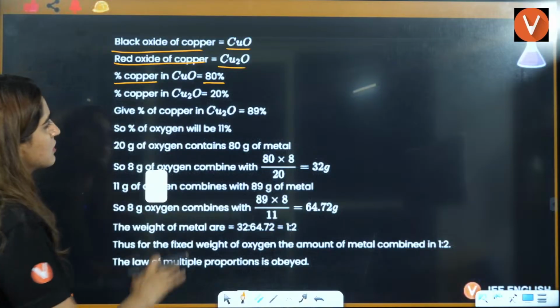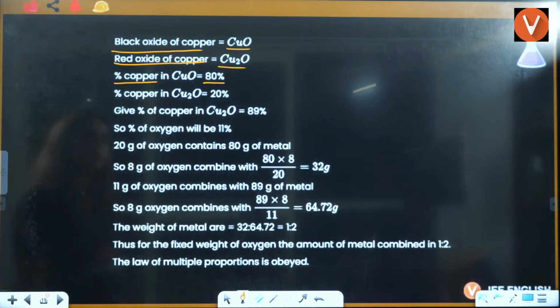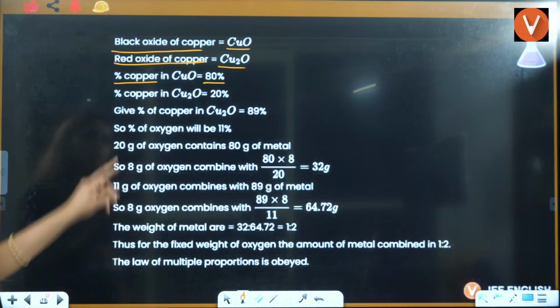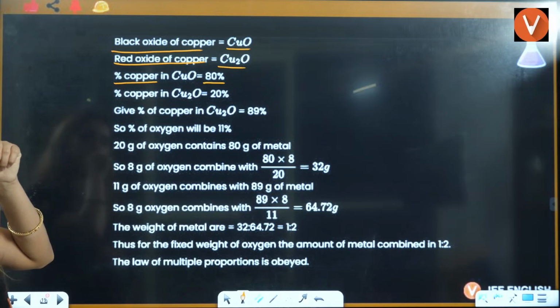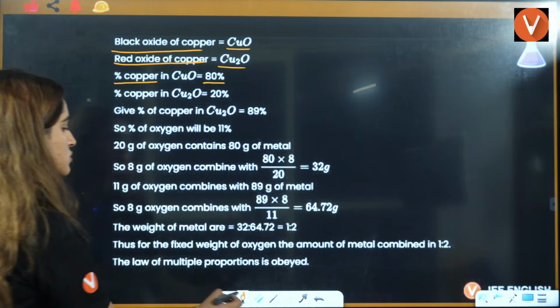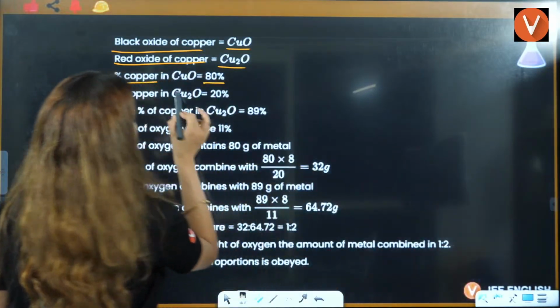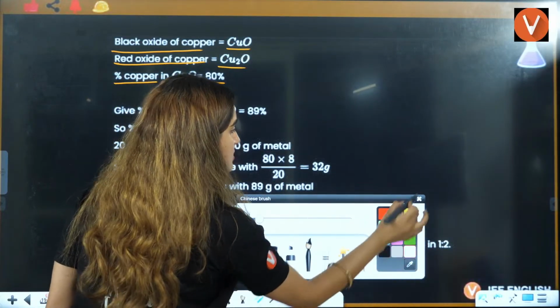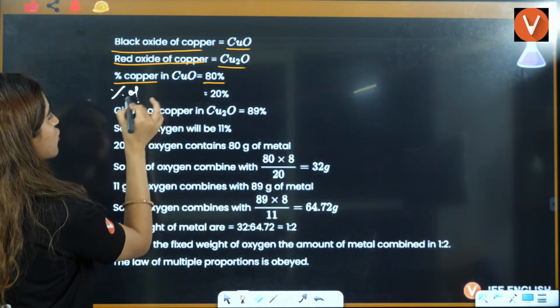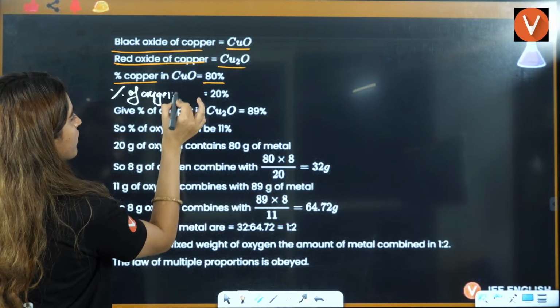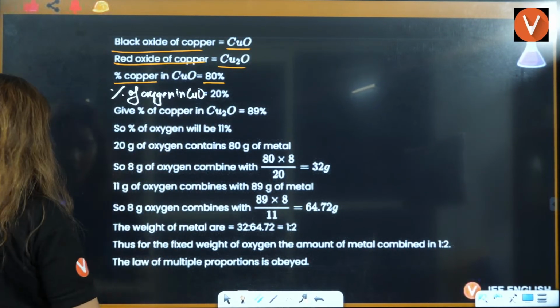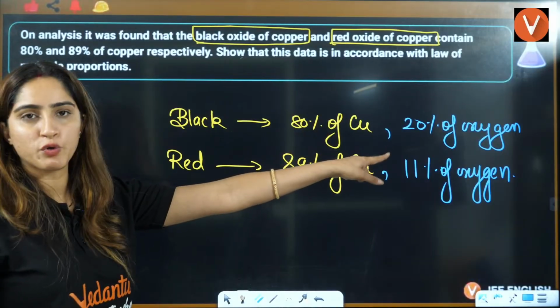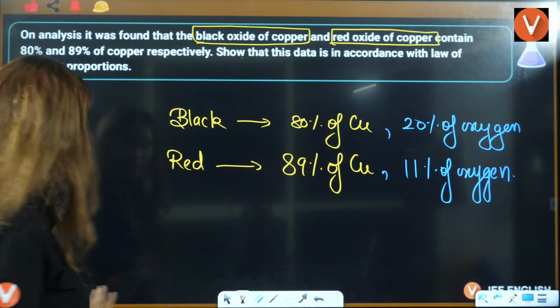Wait a minute. No. I think this should be percentage of, not this. Percentage of copper in this. This is wrong. Let me just correct it here. This is not percentage of copper. This is the percentage of oxygen that I have taught you in CuO. Percentage of oxygen in CuO is 20%.